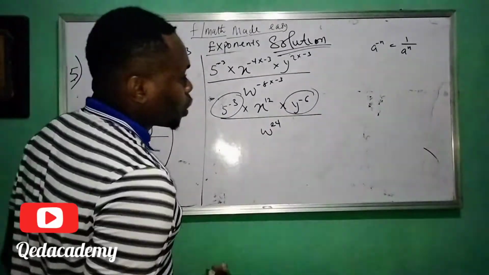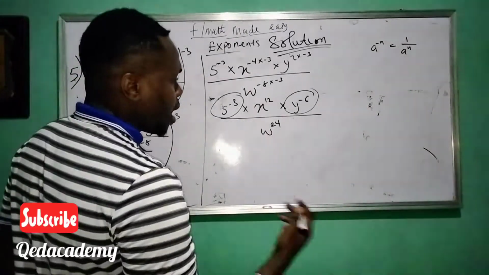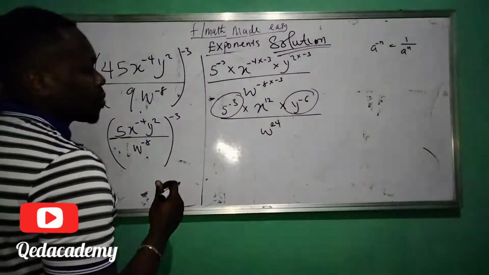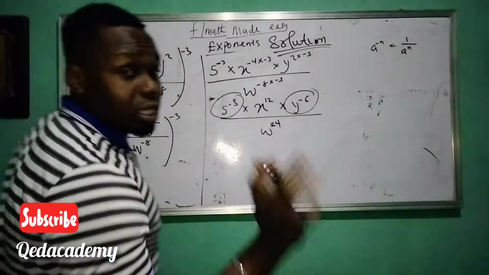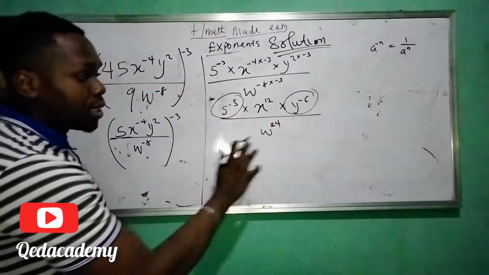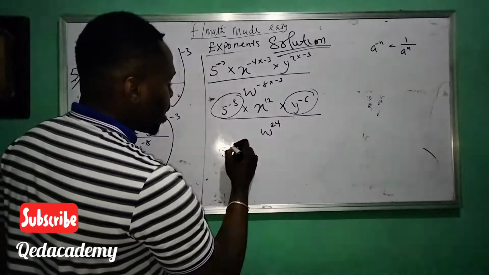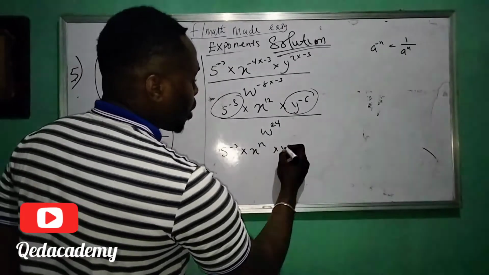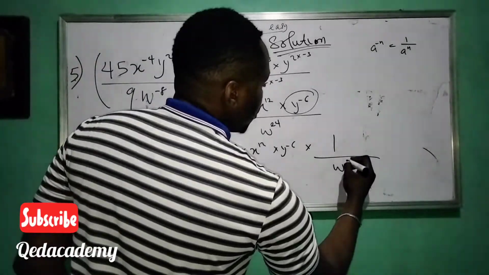Okay, so just for understanding, let me put it in this form. Let me make it easier for every one of us here to actually get it. Let me separate these two equations. So normally what this actually means is 5 minus 3 times x raised to the power 12 times y raised to the power 6 times 1 over w 24.